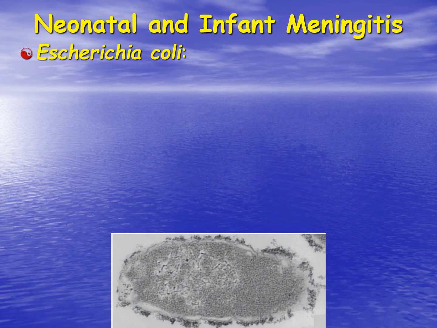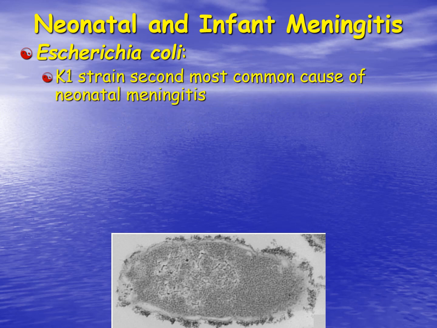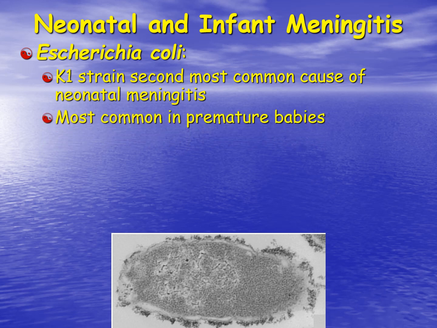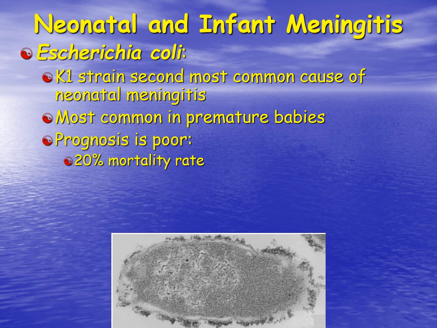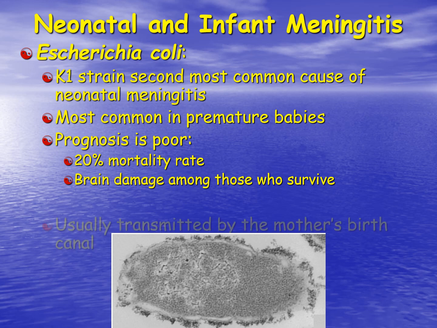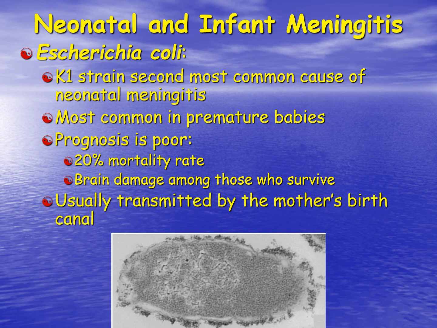E. coli is also a potential causative agent for neonatal and infant meningitis. The K1 strain of E. coli is the second most common cause of neonatal meningitis. Most often, this E. coli meningitis occurs in preemies, and unfortunately, the prognosis is fairly poor. Mortality rate runs about 20 to 25%. And in those that survive, oftentimes we get also associated encephalitis, and so we can see brain damage. Usually, again, E. coli will be transmitted at the time of birth.